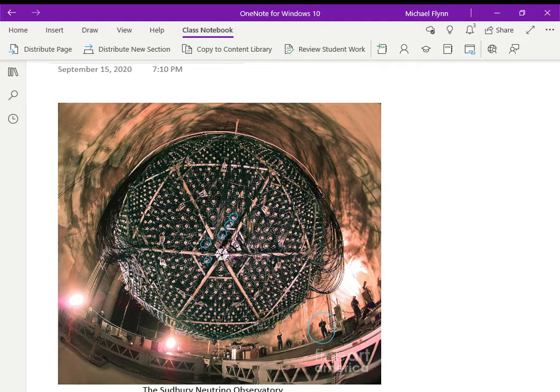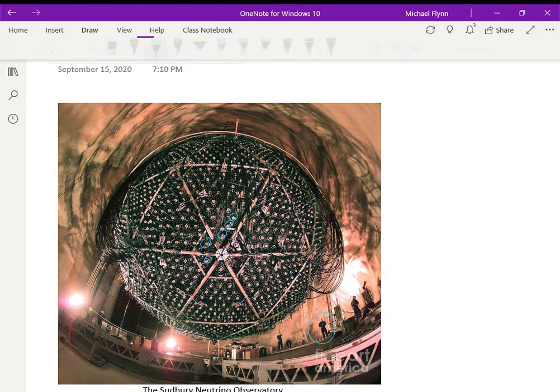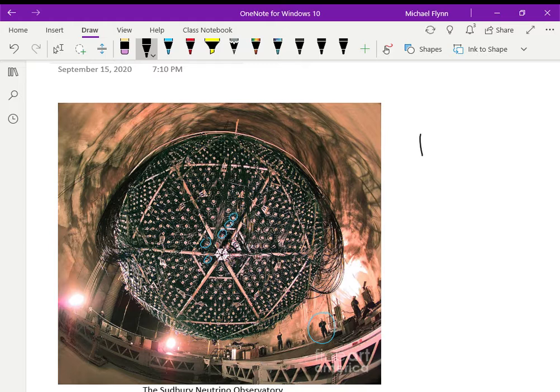The tank is filled with heavy water. You know how water is H2O. Normal hydrogen, let me switch to the color black, is one proton, which has a positive charge, and then there's one electron that's sort of nearby in a region around that proton. That's what a hydrogen atom looks like.